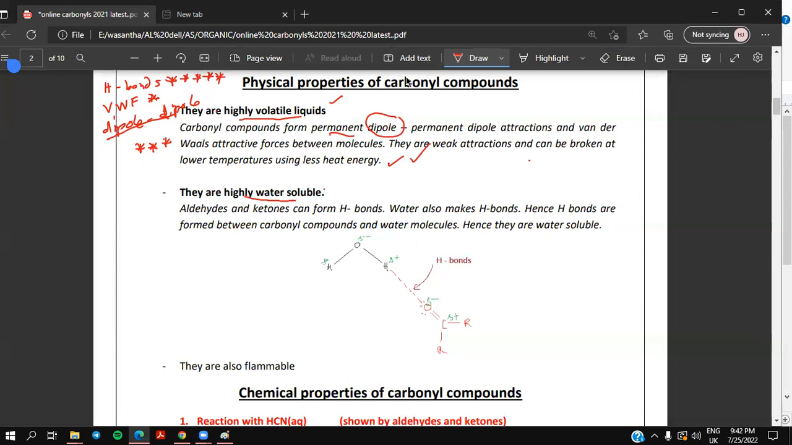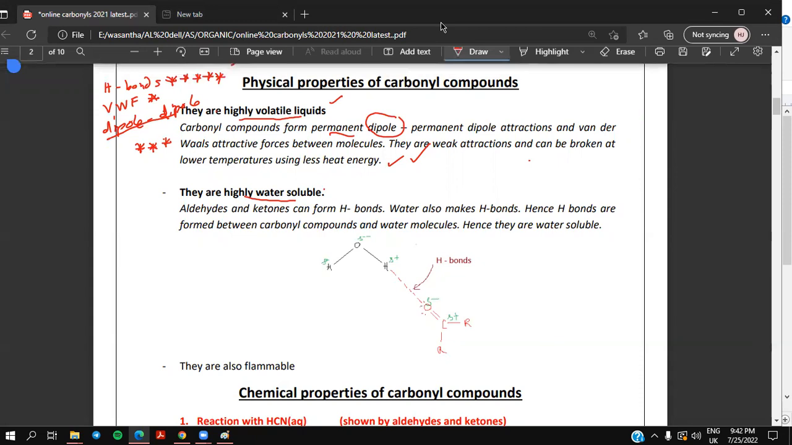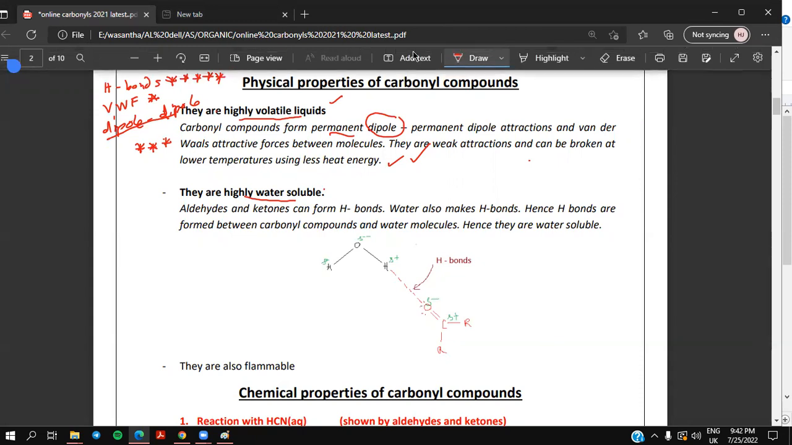And then we go to high water solubility. If a compound is able to make hydrogen bonds, then that compound is water soluble. Aldehydes and ketones can form hydrogen bonds. Water also can make hydrogen bonds. Hence, hydrogen bonds are formed between carbonyl compounds and water molecules. Hence, they are water soluble.